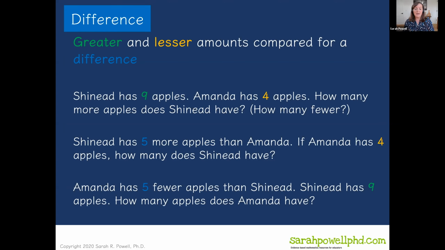Now, while a little bit more unusual, we do see students have to interpret word problems in this way. Sinead has 5 more apples than Amanda. If Amanda has 4, how many does Sinead have? Or Amanda has 5 fewer apples than Sinead. If Sinead has 9, how many apples does Amanda have? So in all of these 3 word problems, there are 3 common components: a greater amount, a lesser amount, and a difference. In the first story, we're asked to figure out the difference. In the second story, our job is to figure out the greater amount. And in the third story, our job is to figure out the lesser amount.